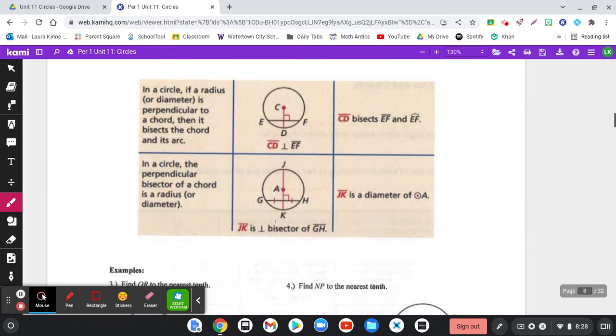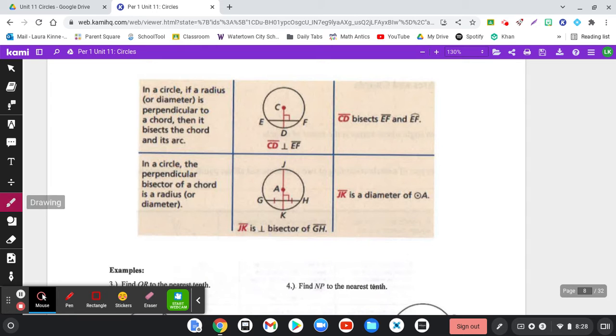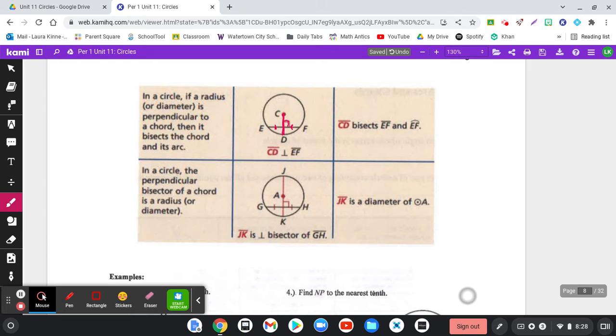Let's turn to page 8 and talk about just one more thing today. So in a circle, if a radius or diameter is perpendicular to a chord, then it bisects the chord. So if you look at this diagram, CD is perpendicular to EF, so that means that these two parts are the same. And the converse is also true. If these two parts are the same, then they're perpendicular.